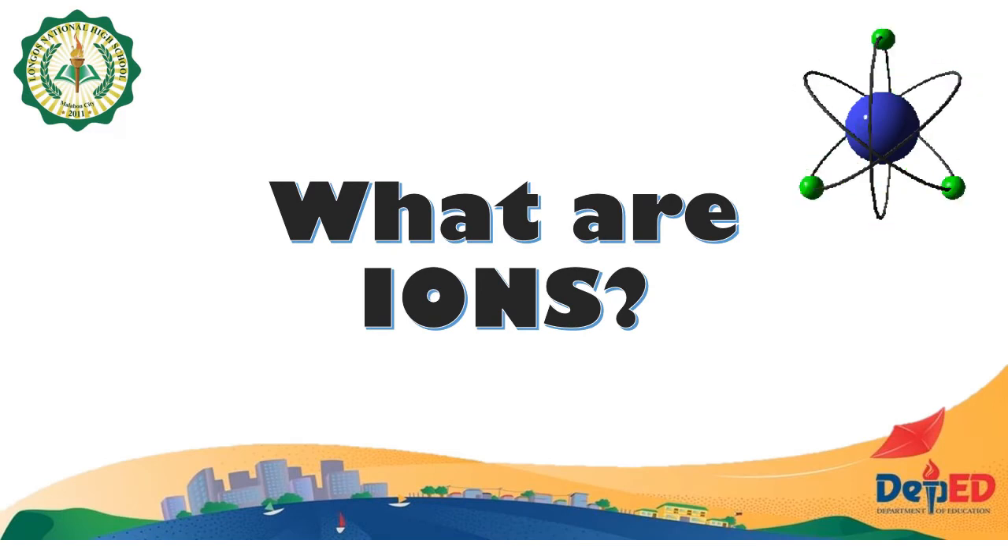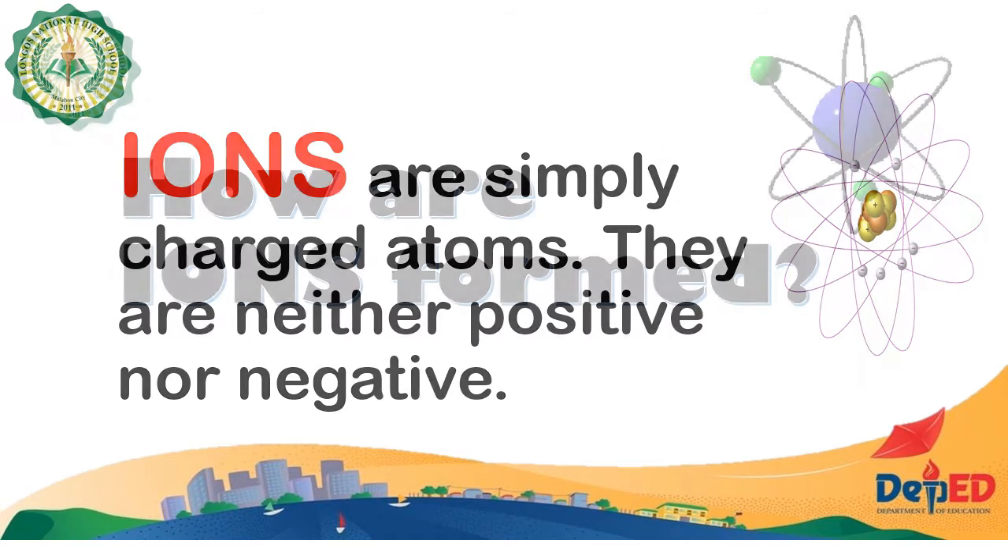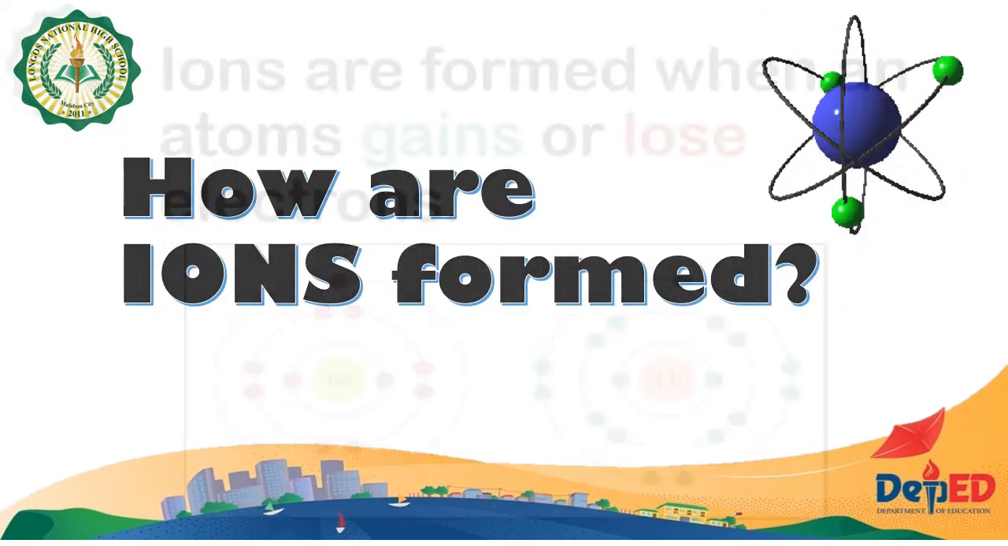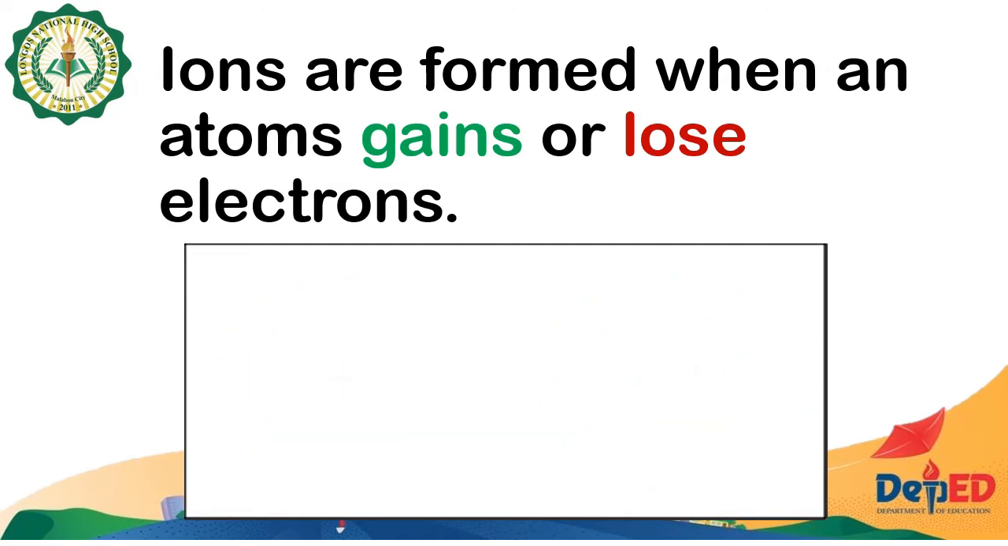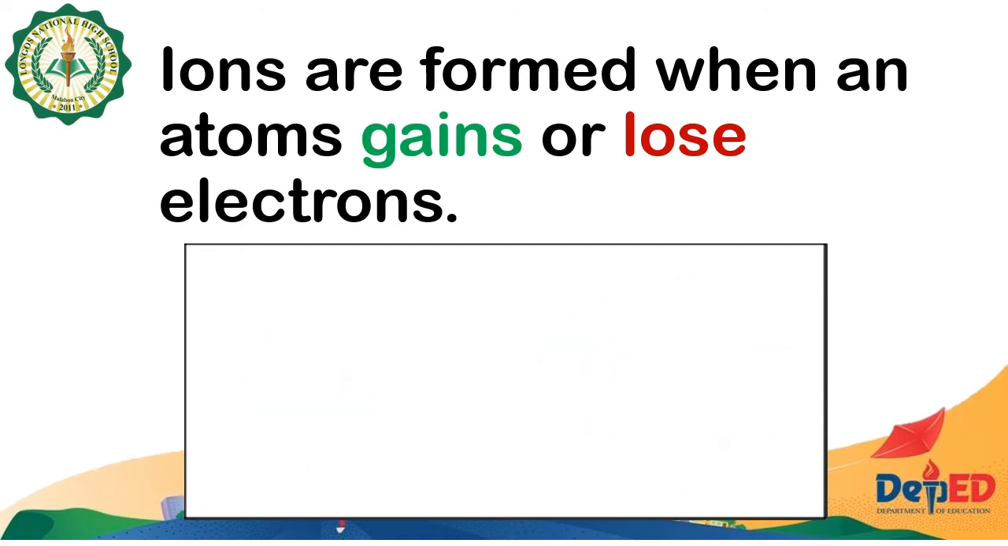What are ions? Ions are simply charged atoms. They are either positive or negative. How are ions formed? Ions are formed when an atom gains or loses an electron. In this example, sodium loses an electron while the chlorine atom gains an electron.